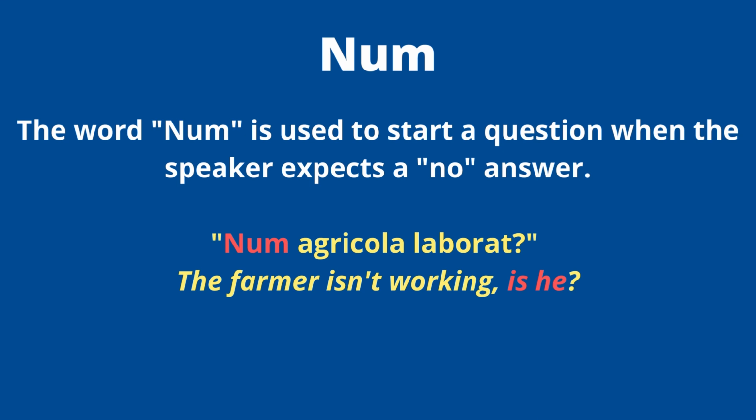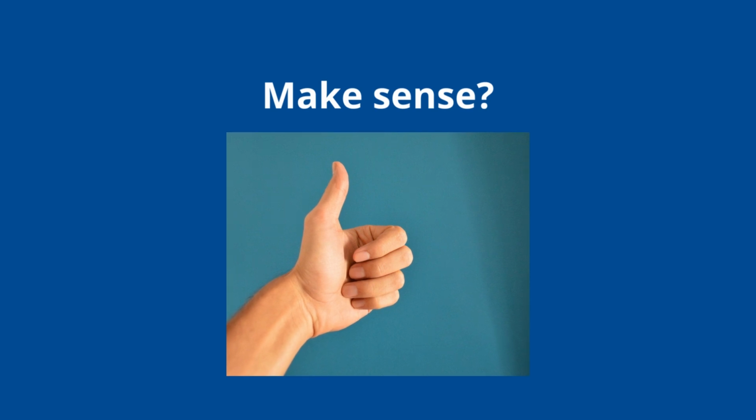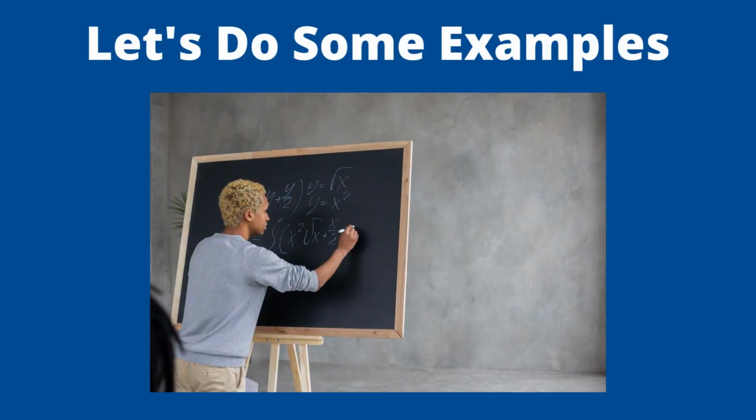So nonne and num are different sides of the same spectrum. One way to think about it is that the ne is neutral, could be yes or no. Nonne, you're expecting a yes. Num, you're expecting a no. So hopefully that makes some sense, and it's not too overwhelming. It's the three options of asking a yes or no question.